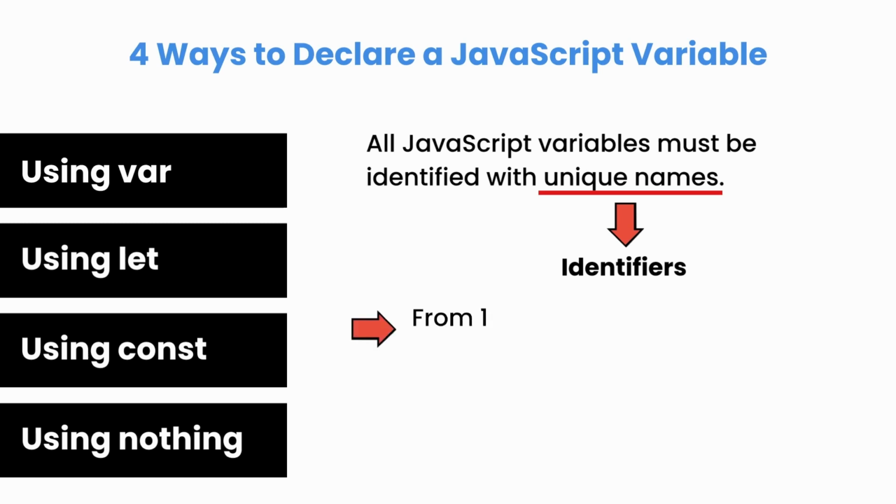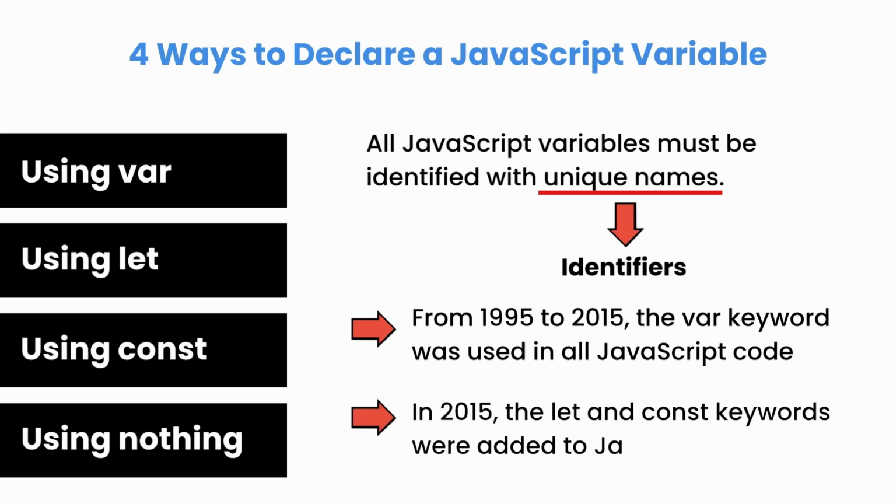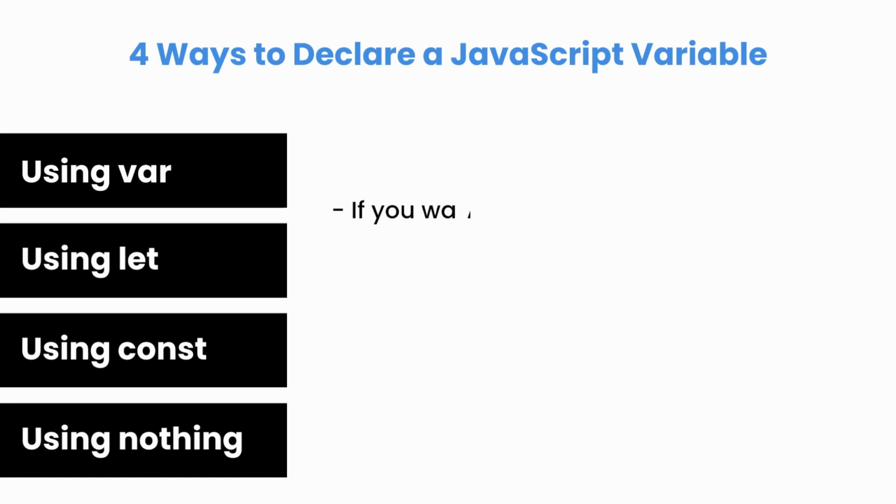From 1995 to 2015, the var keyword was used in all JavaScript code. In 2015, the let and const keywords were added to JavaScript. If you want your code to run in an older browser, you must use var.